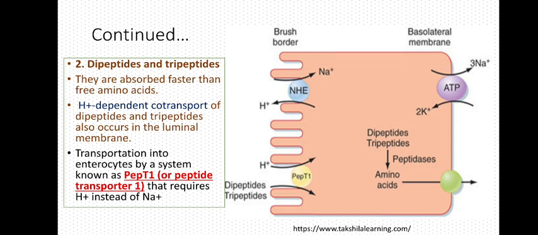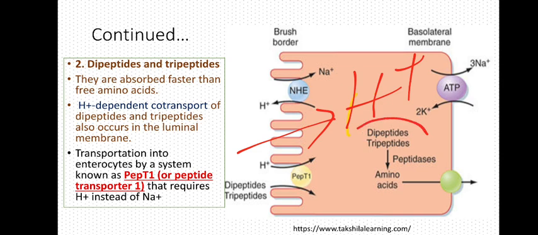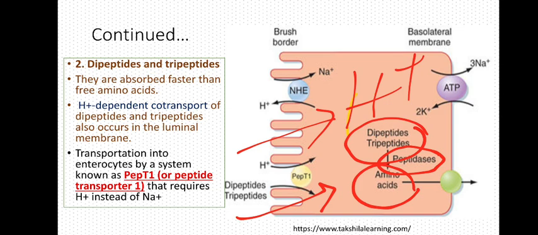Now, here you see proton concentration will actually increase here, because of the entry of proton as well as di and tripeptides. These di and tripeptides will be further broken down into amino acids inside the cell itself by the help of enzymes, peptidases that are present in the cell.